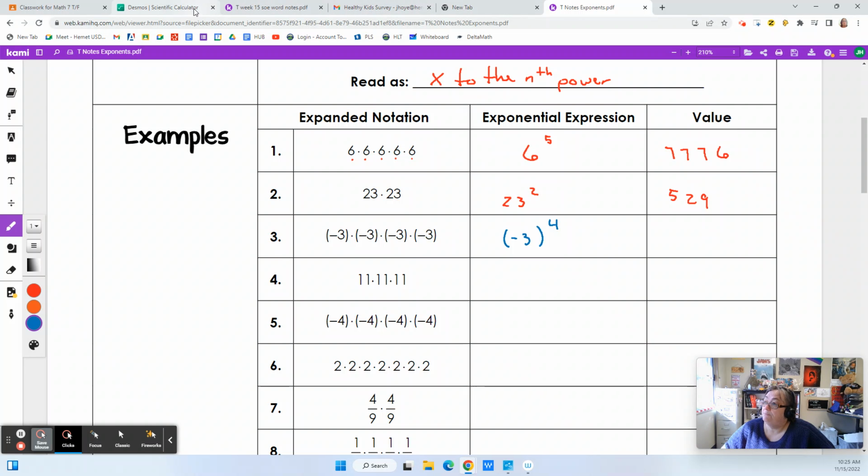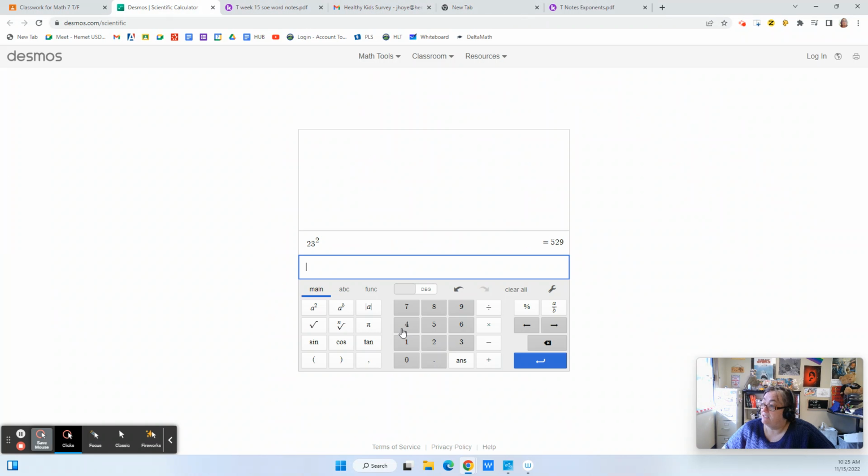So when you plug it in, even into the calculator, you're going to hit the parentheses, -3, parentheses, and then we would raise it to the fourth power, and we'd get 81, and it would be a positive 81.